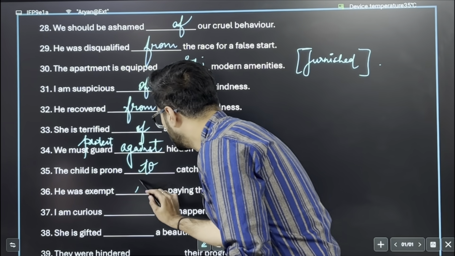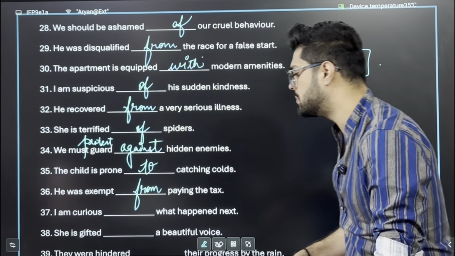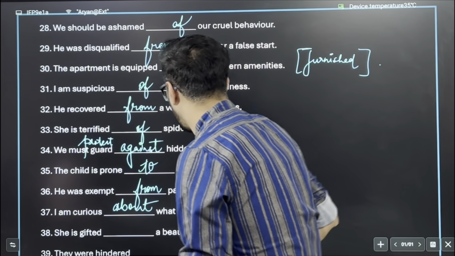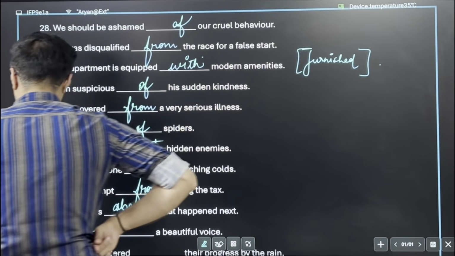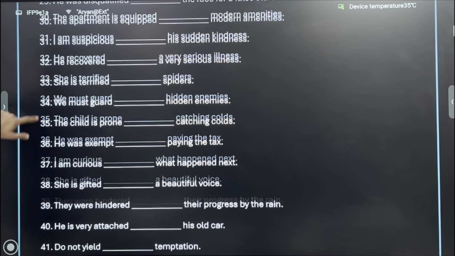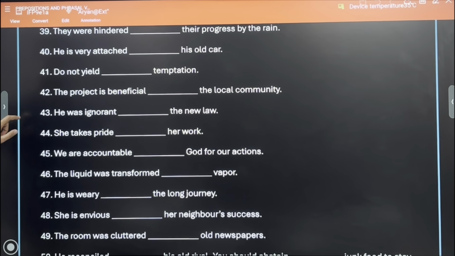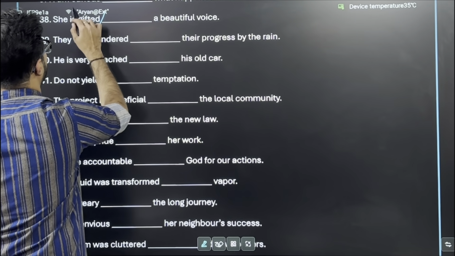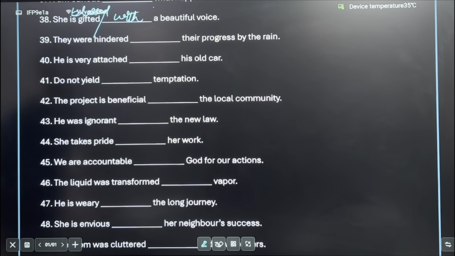He was exempt from paying the tax, yani he was allowed that he might not pay any taxes, so exempted from. I am curious about what happened next. Like I'm curious to know what happened next. So curious about that thing. ठीक है. Next is she is gifted. Now gifted हो या blessed हो, सारे ही context में gifted या blessed with a beautiful voice. बहुत सुंदर आवाज है उसकी. She is gifted with a particular talent.